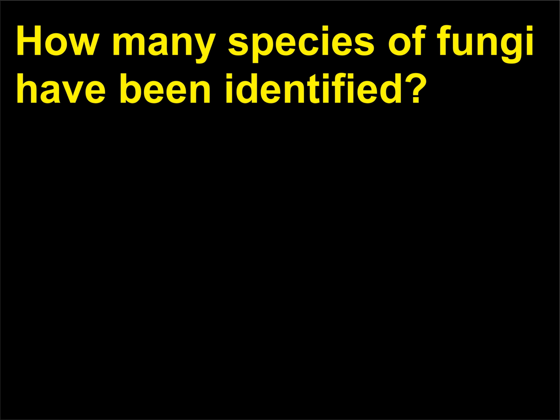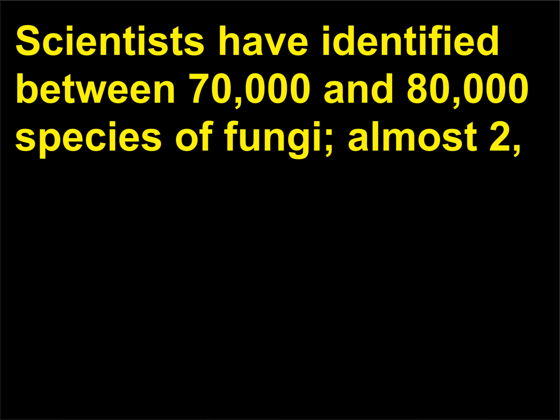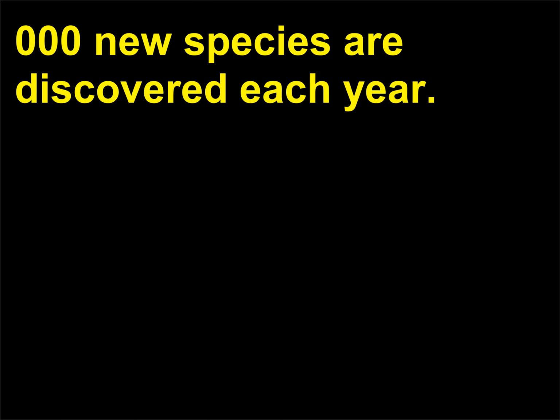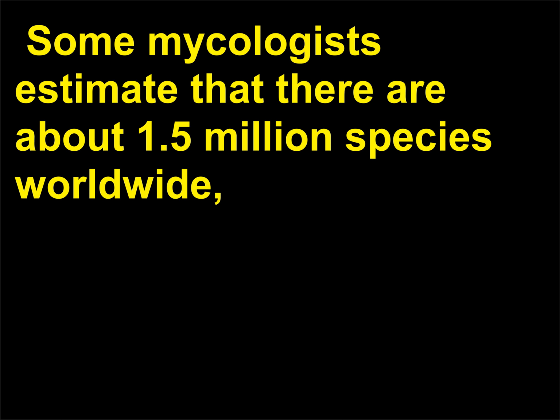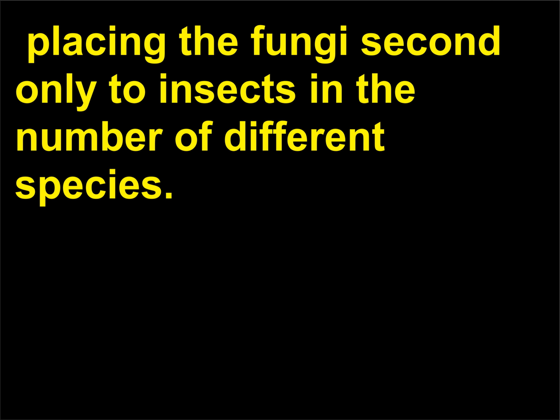How many species of fungi have been identified? Scientists have identified between 70,000 and 80,000 species of fungi, and almost 2,000 new species are discovered each year. Some mycologists estimate that there are about 1.5 million species worldwide, placing the fungi second only to insects in the number of different species.